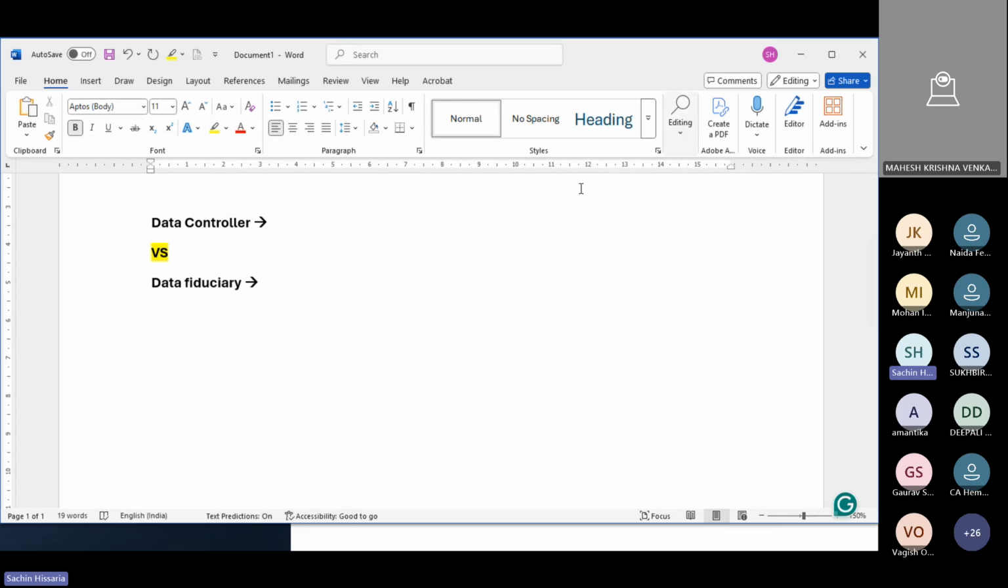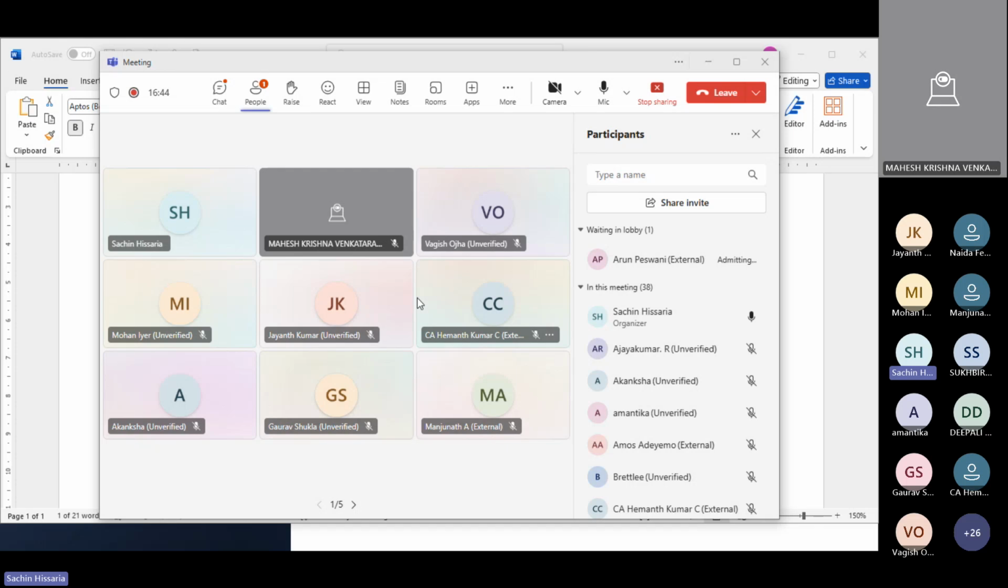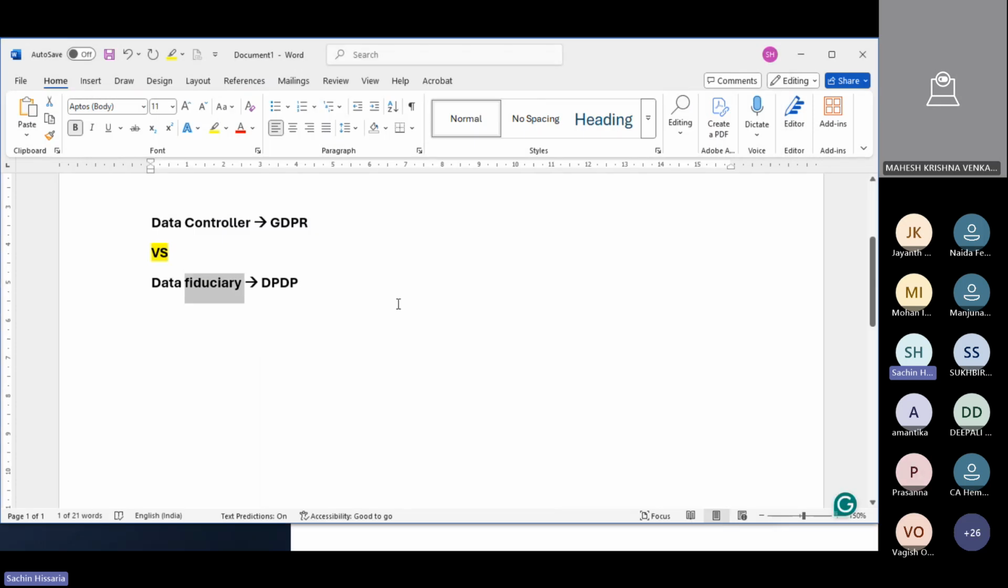If you are reading the GDPR, then you will find the terminology data controller. But when you are reading, for example, the DPDP Act, in the DPDP Act they have defined the entity who defines the purpose or controls the data as a data fiduciary. So whatever new data privacy laws are coming, those laws are using this terminology.